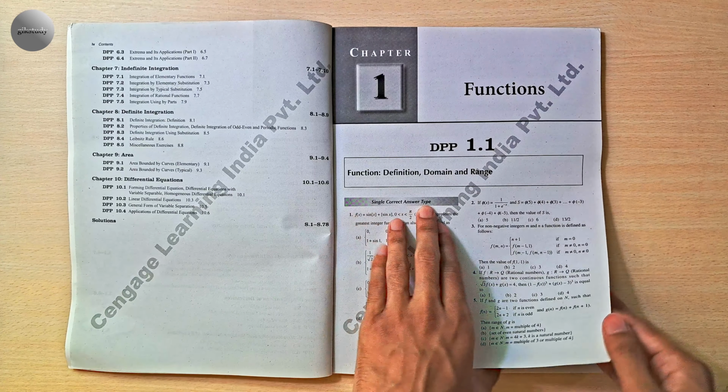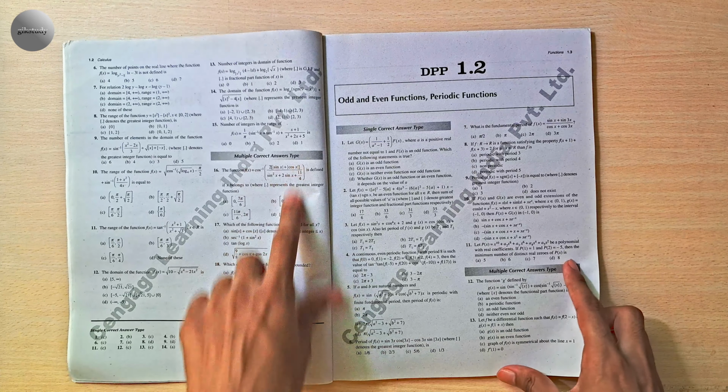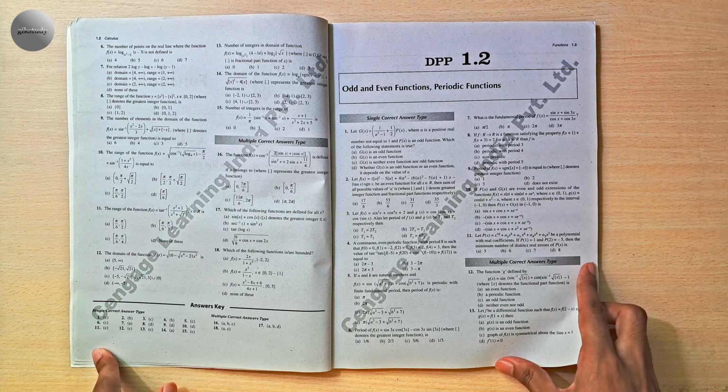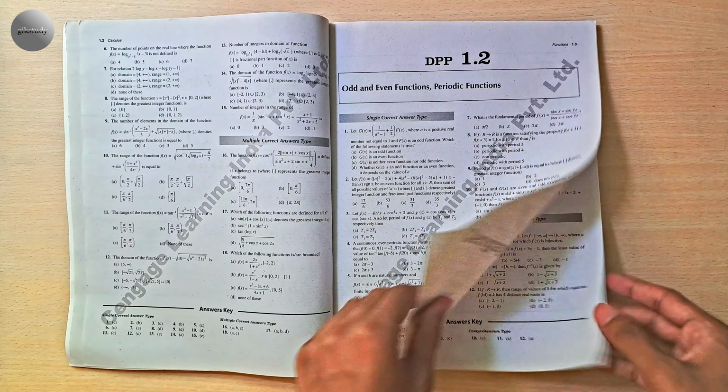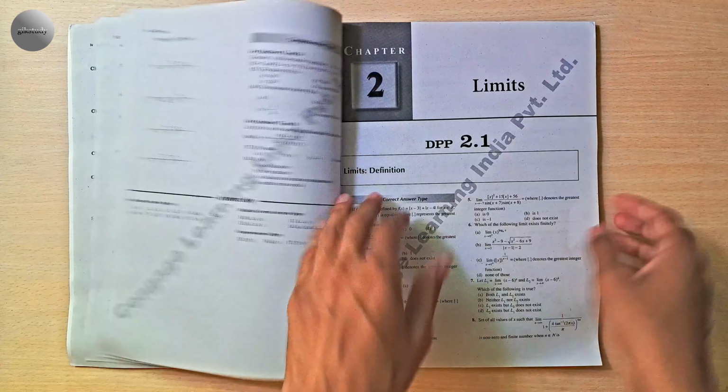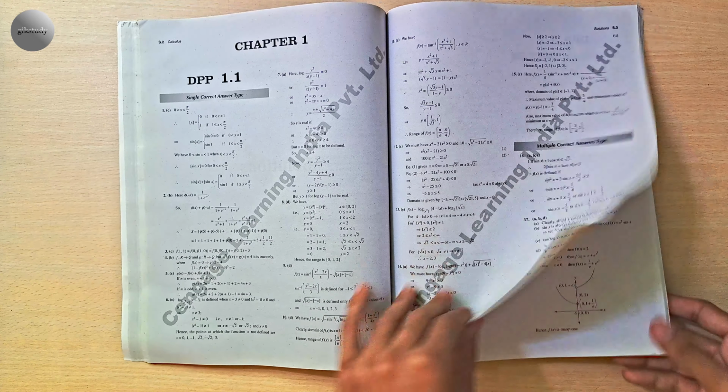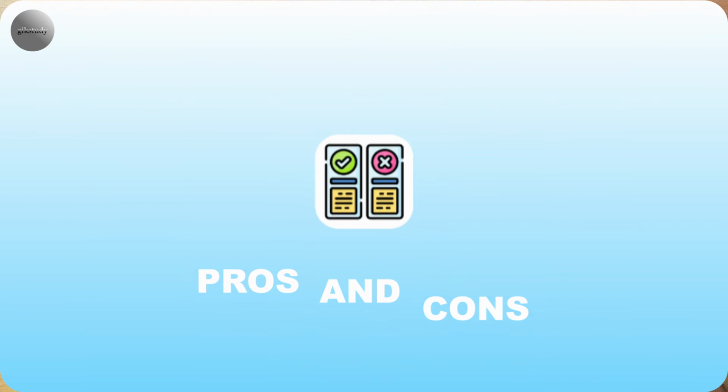Like here you get single correct answer type questions, then multiple correct answer type questions, and also at the end of the DPP you get the answer key. Now this is the DPP 1.2, 1.3, and here all the DPPs, and at the end of this DPP, you get the solutions section, and here you get all the solutions of all the problems, and that's it.